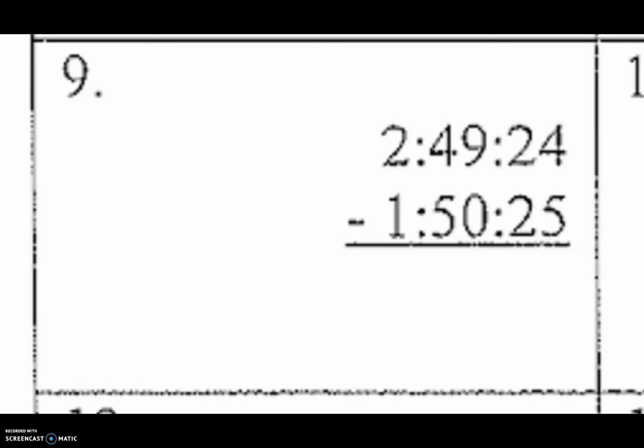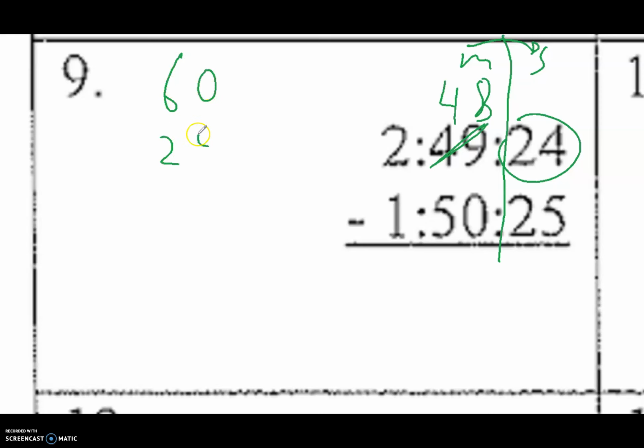24 minus 25. You can't give away 25 if you only have 24. So again, we're going to have to borrow from the 49. If we cross out the 49, we have to make that a 48. And again, a reminder, if you're crossing over the minute-second line, you have to add 60 to your existing number. In this case, it's 24. So, 60 plus 24. Looks like 84 to me. Okay, so that's what we're going to do. We're going to make 24 into 84.